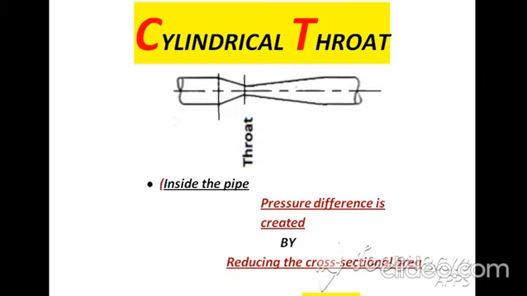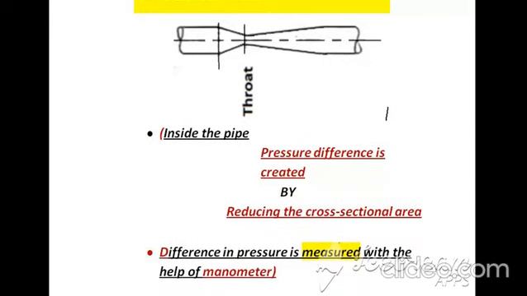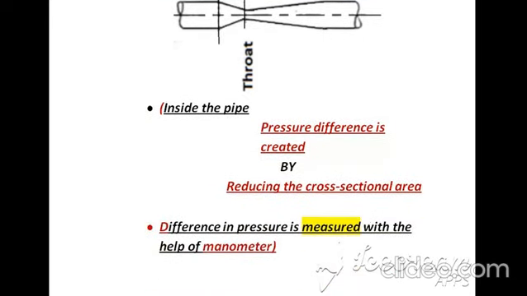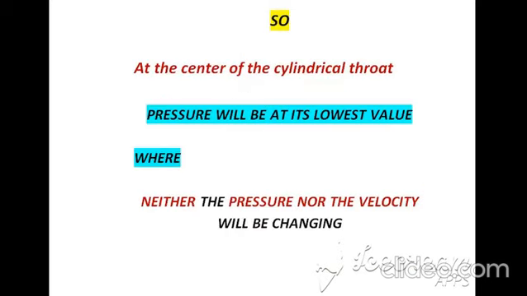If we explore the second part of Venturi meter, which is the cylindrical throat, you are watching that in the diagram, the area of the throat has less diameter than the inlet and outlet pipes diameters. So due to this reason, a pressure difference will be created, and that pressure difference will be measured by a manometer. So as a result, at the center of the cylindrical throat, pressure will be at its lowest value, where neither the pressure nor the velocity will be changing.